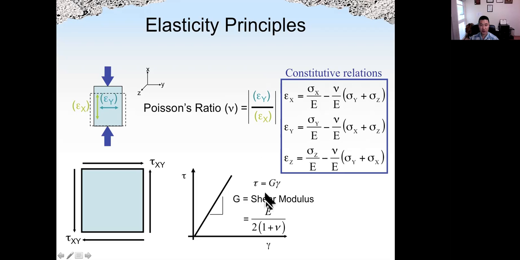And here shows the shear modulus. The shear modulus G is a function of modulus of elasticity, the E value, and also the Poisson's ratio. This is for, again, pure elastic materials. And the shear stress, we call that tau. Tau is equal to G times gamma. Gamma is a shear strain.